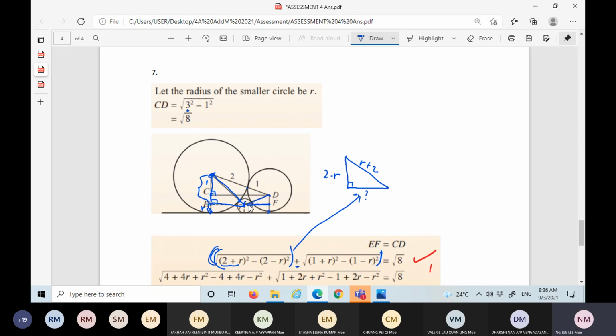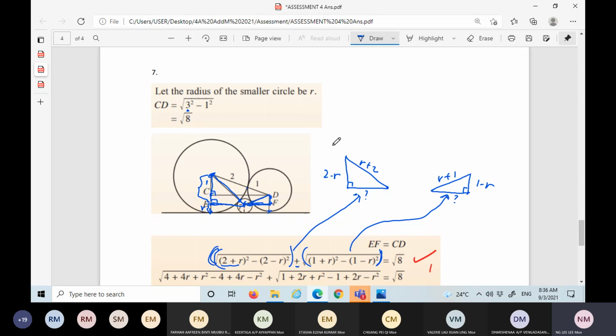Same thing, another right angle triangle. I draw it out here. For this, here is 1, here is R, so it is R plus 1. This one is 1 minus R. So R plus 1 whole thing squared, minus 1 minus R whole thing squared, and then square root, represents this length. So this length plus this length is the EF.